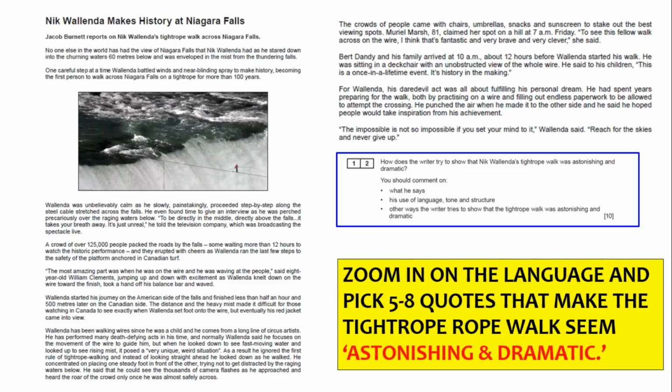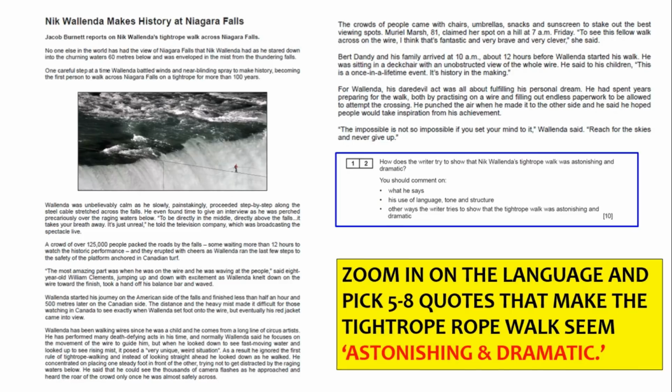What I would always do with an extract is, when I get it, I've already read it because I've done question 1. I would zoom in on the language. What I mean by that is look at little words, one or two word phrases, and pick 5 to 8 quotes with a highlighter that make the tightrope walk seem astonishing, dramatic. Ones I would pick out to show that it's astonishing and dramatic would be these.